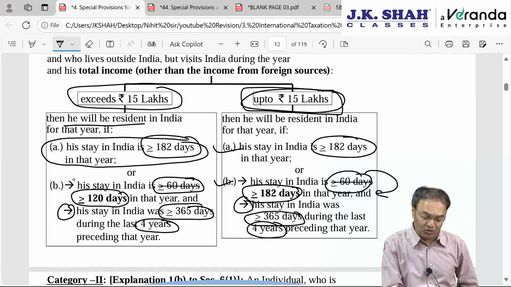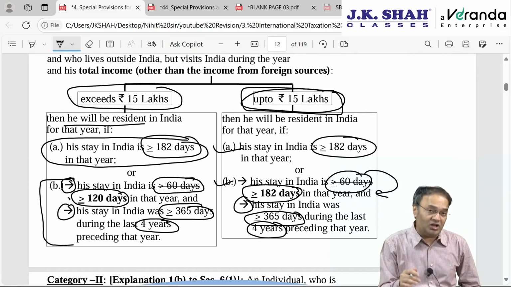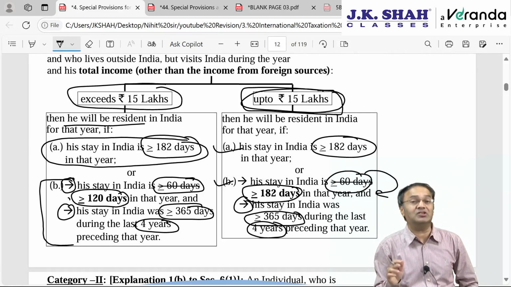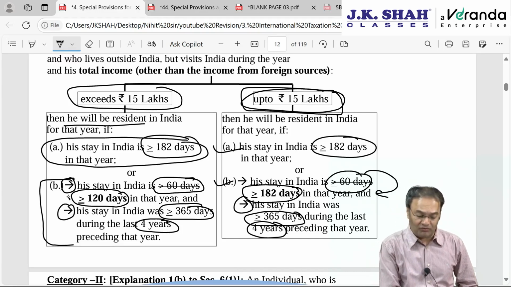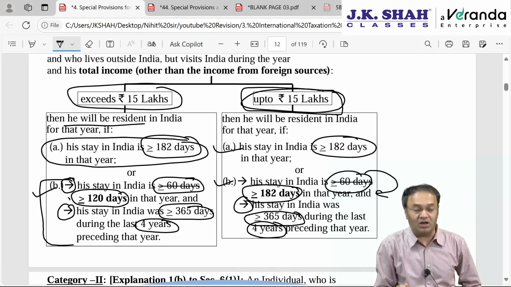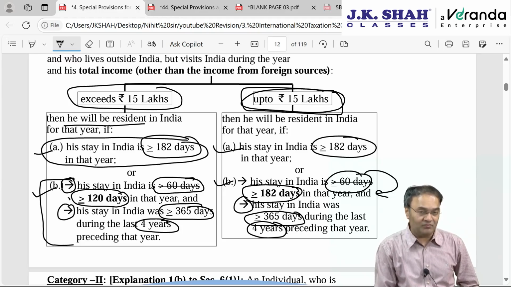But don't see only this 120 days condition. Apart from the 120 days condition, there is another condition: in the last preceding 4 previous years he should have been in India for 365 days or more. That condition also is equally relevant. Okay, both of them are fulfilled, then only we can say that the condition number B, or basic condition number 2, is fully fulfilled, either A or B.